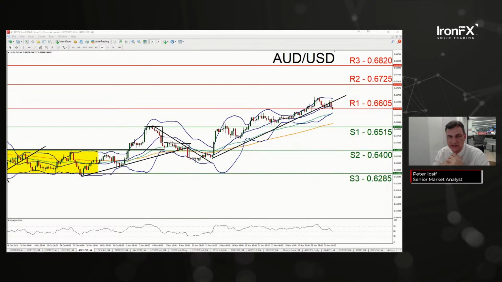For the time being, though, once again, base scenario is for the sideways motion to continue. It's as if the market in general tends to maintain a wait and see position. And I think we have to respect such a stance and calculate it into the trading.